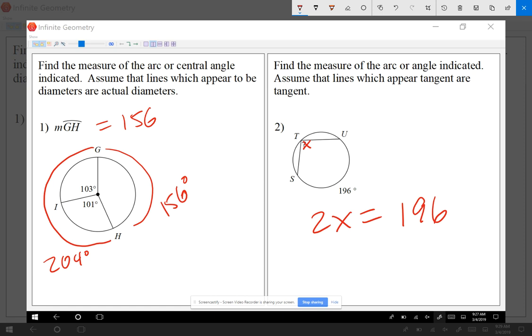So here I have 2 times X equals 196. Divide both sides by 2. And X in this case happens to be 98. Right? But 2 times the angle is equal to the arc that it makes. Make sense?